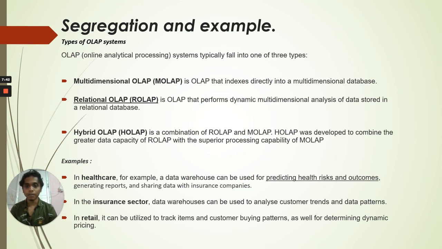Now let's go to the examples. In the healthcare sector, a data warehouse can be used for predicting health risks and outcomes, generating reports, and sharing data with insurance companies, and so on. In the insurance sector, the data warehouse can be used to analyze customer trends and data patterns over consecutive years and from past years, and it can also help us in analyzing the data from future years.